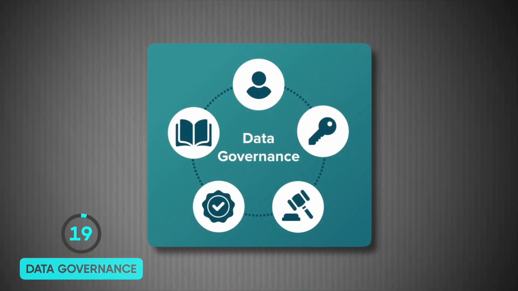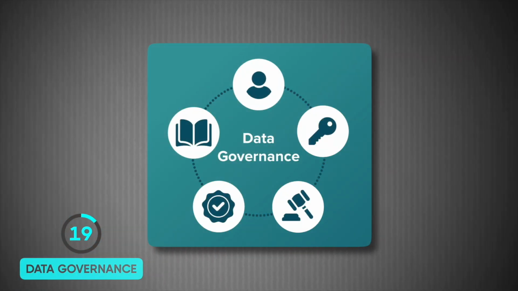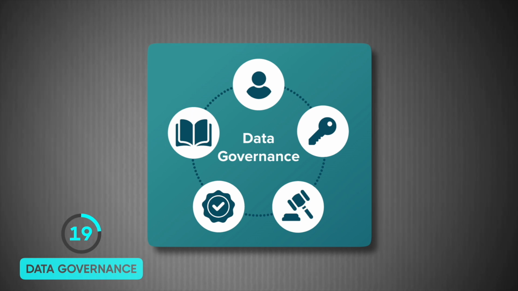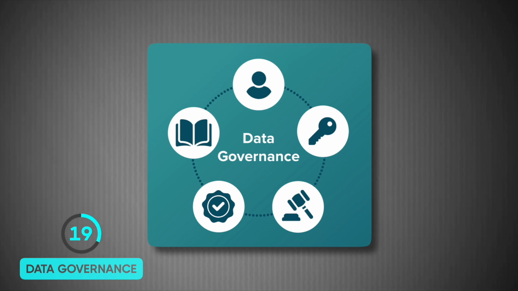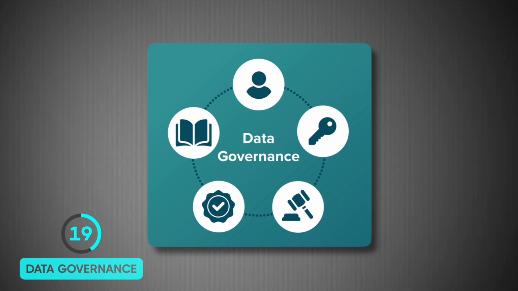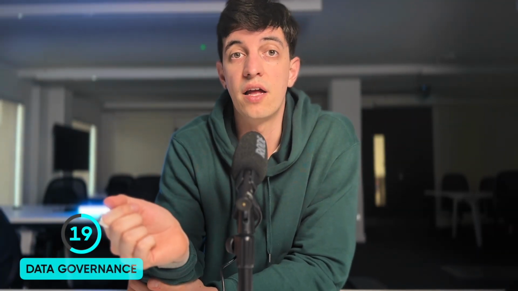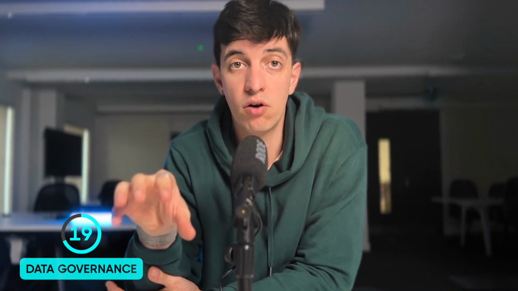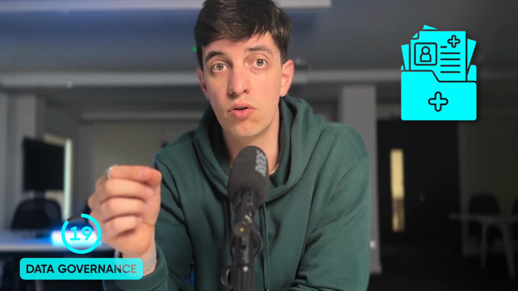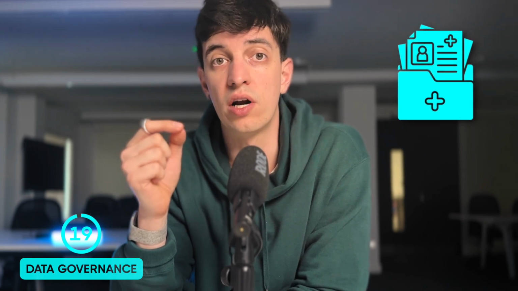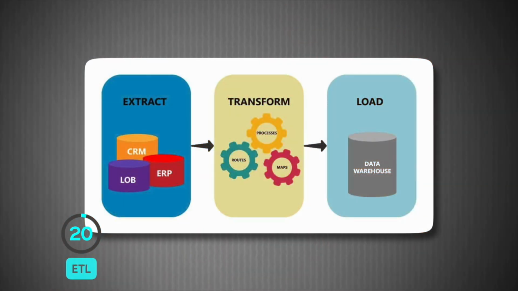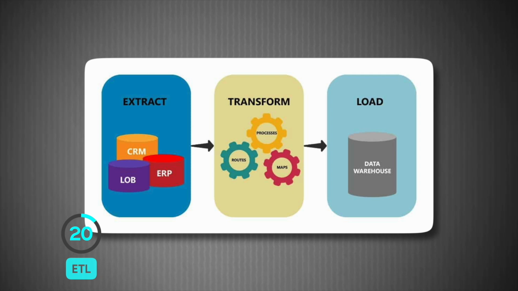Then we have data governance. And so data governance involves creating and enforcing rules, processes, and policies for managing data across the organization. It ensures data quality, security, and compliance. It basically helps companies to maintain accurate and reliable data. For example, a healthcare organization uses data governance to ensure that patient records are securely stored and accessible only to authorized personnel. Then we have ETL, which stands for extract, transform, and load.